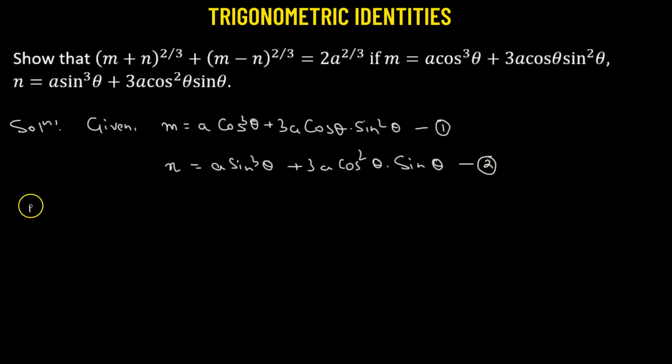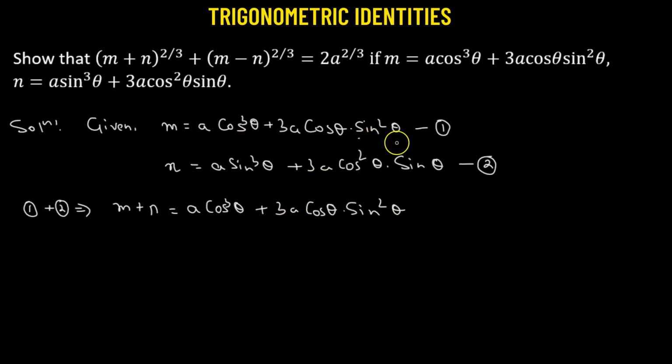So first let's do one thing. Let's add equation 1 with equation 2. So that's going to help us find the value of m plus n. So m plus n will be equal to a times cosine cubed theta plus 3a times cosine theta times sine squared theta. So that's the expression on the right hand side of equation 1. This will be added to the expression on the right hand side of equation 2, giving us a times sine cubed theta plus 3a times cosine squared theta times sine theta.